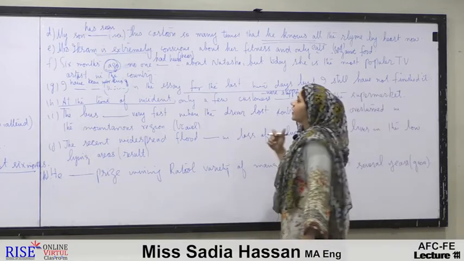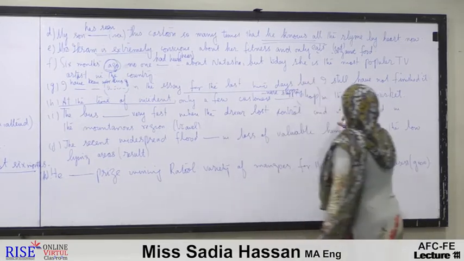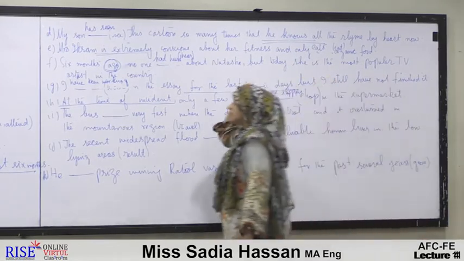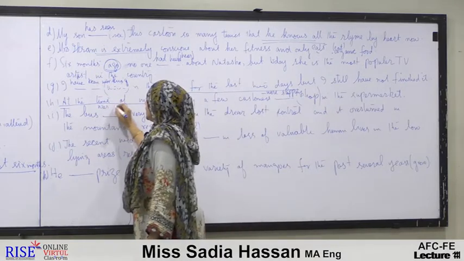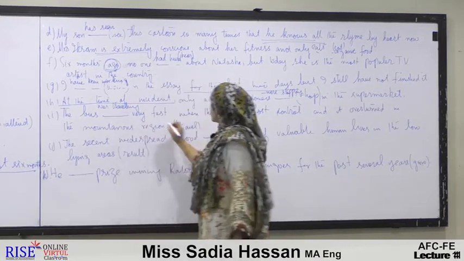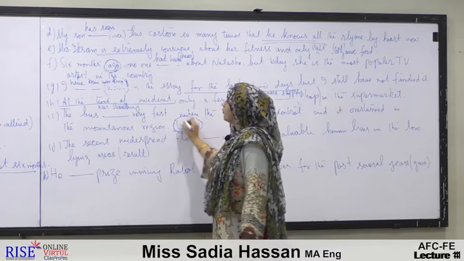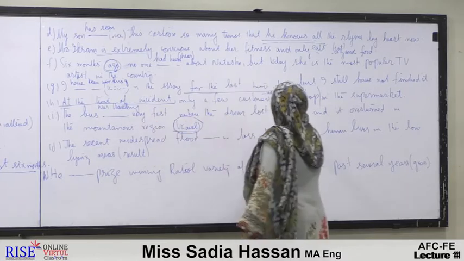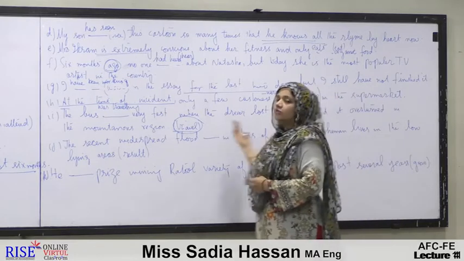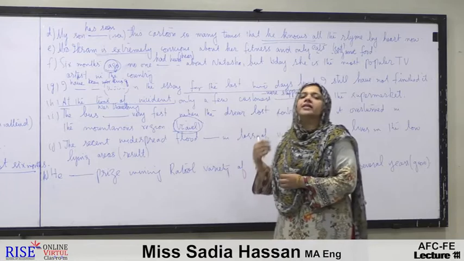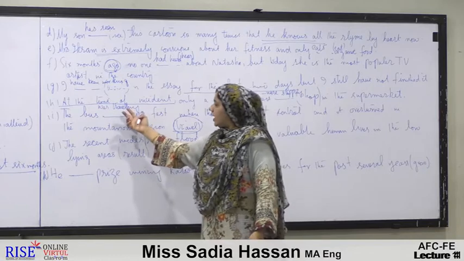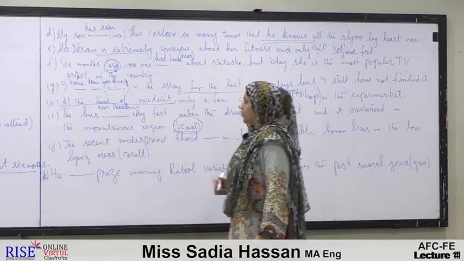The bus dashed very fast when the driver lost control and it overturned in the mountainous region. The bus was traveling and the action was going on. Was traveling. Why am I using the progressive form of this verb? Because we have been informed about the instant result from the action. So I am using this progressive form of the verb over here in I.